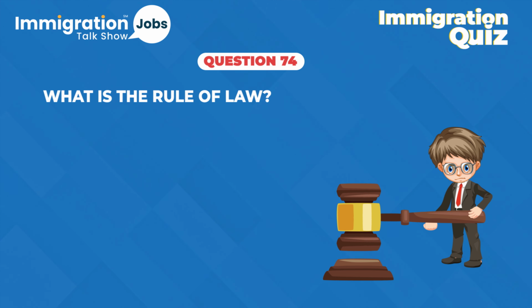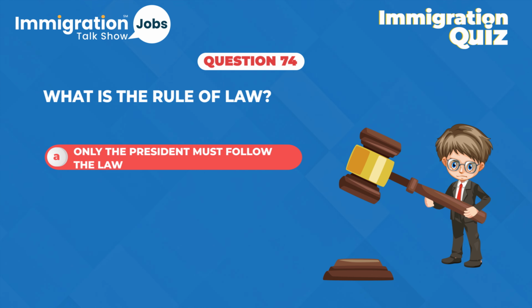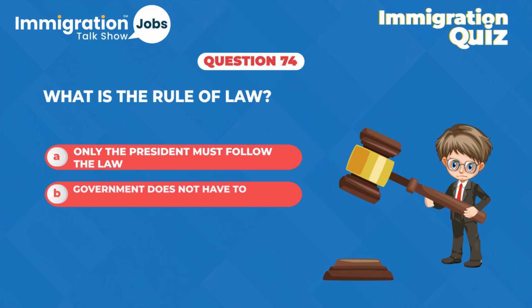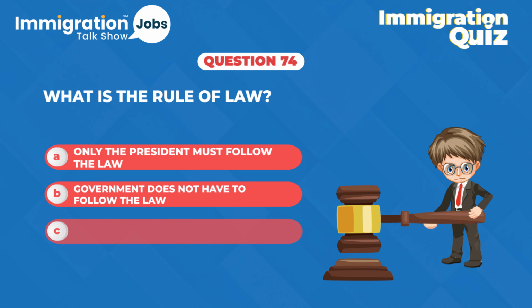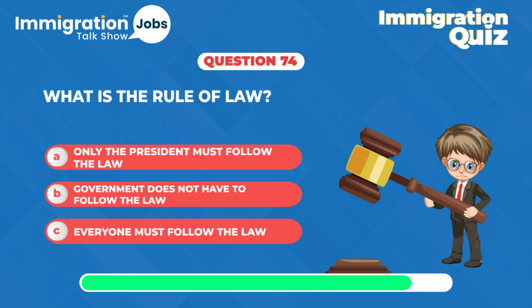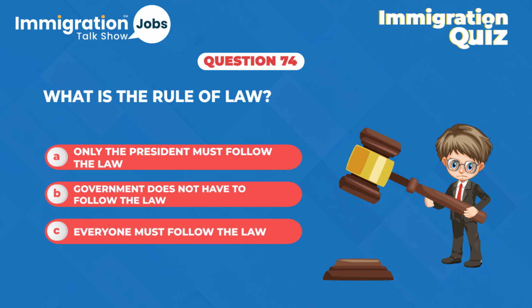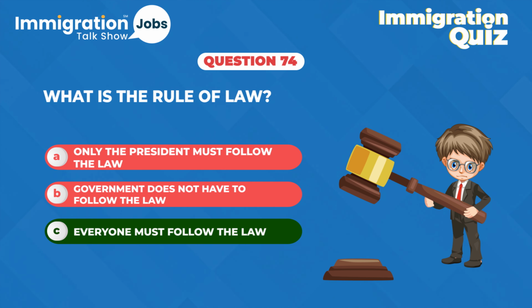What is the rule of law? Option A, only the president must follow the law. Option B, government does not have to follow the law. Or option C, everyone must follow the law. And the correct answer is option C, everyone must follow the law.